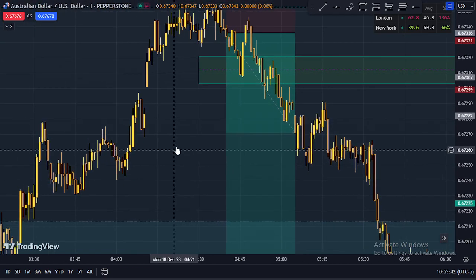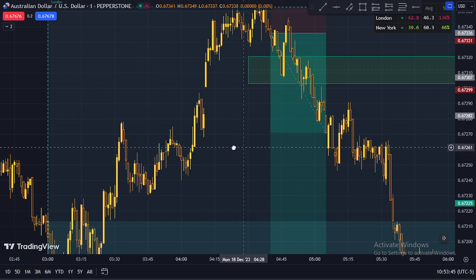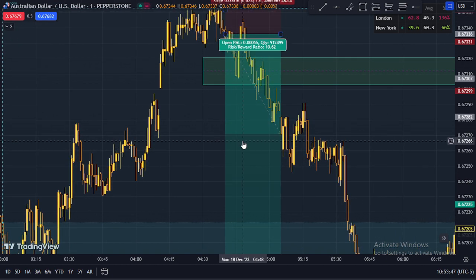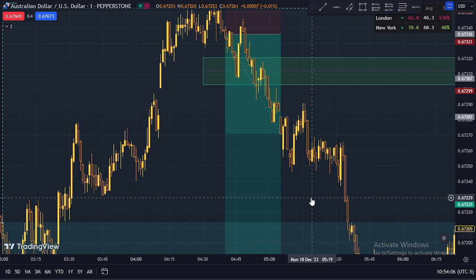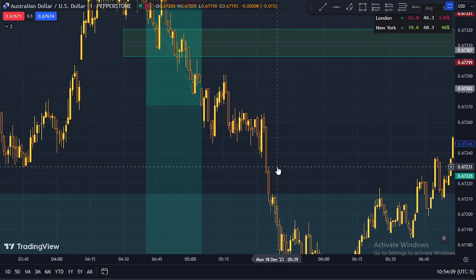So that was it for the London Open kill zone. As you can see, this is in between 2 to 4. Sometimes you extend it to 5 or 4, but at times it happens between 2 to 3, which is fairly okay. It doesn't matter. So within 2 to 5, a setup should have formed. If it has not formed, then you wait for New York Open kill zone.